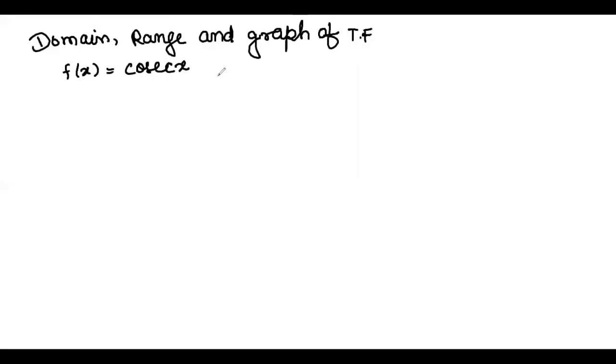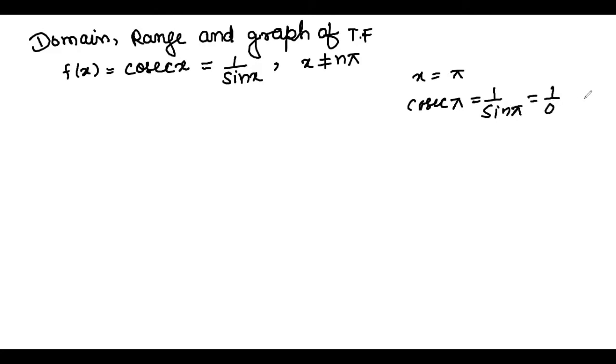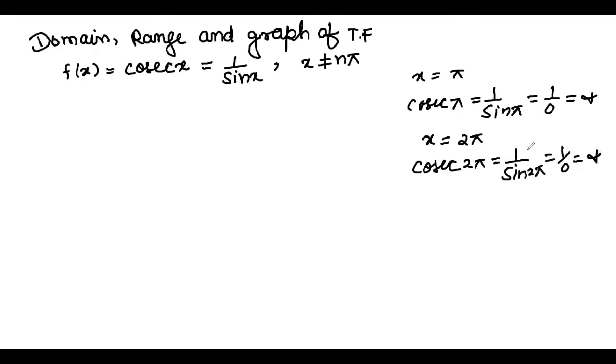Now we'll discuss domain, range and graph of the trigonometric function cosec x. So f(x) equals cosec x, and we can write it as 1 by sin x also. And here x is not equal to n pi, otherwise the denominator will be 0. If I apply x equals pi, then it is cosec of pi, so 1 by sine of pi. So it will be 1 by 0, meaning infinity. Similarly, if I apply x equals 2 pi, cosec of 2 pi is 1 by sine 2 pi, and again this is 1 by 0, meaning infinity. So in cosec x, x is not equal to n pi.